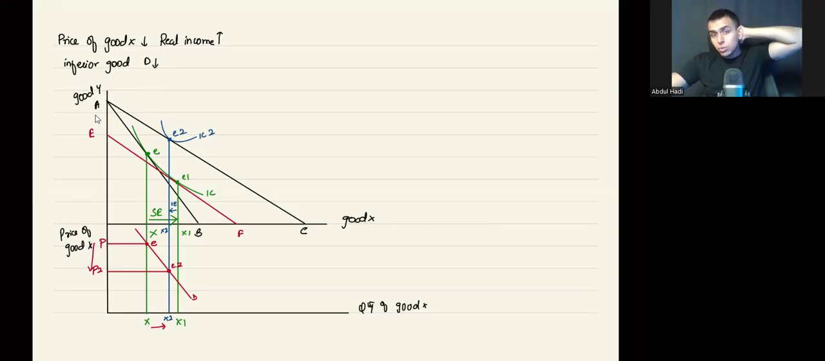So why does E2 come in between E and E1? I will tell you about it. Why does E2 come between E and E1? But apart from that, everything clear?